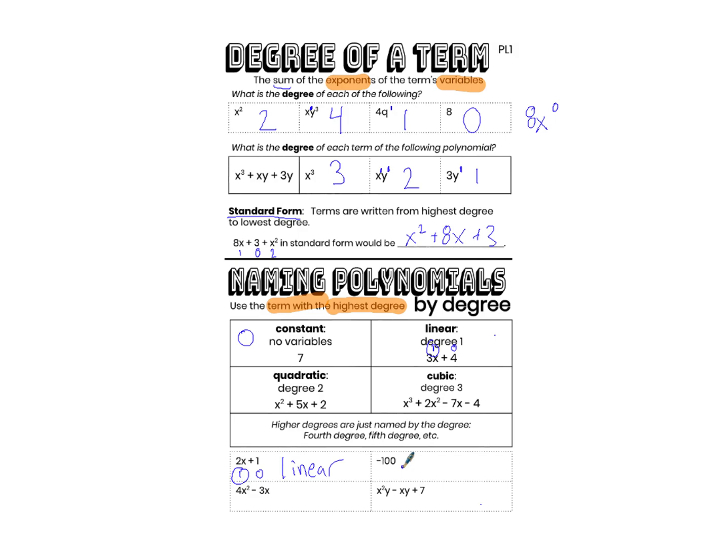Here we've got degree 0. That is clear. There are no variables. When there's no variables and we're naming by degree, this is just constant. It's a constant polynomial. And in particular, it's a constant monomial.